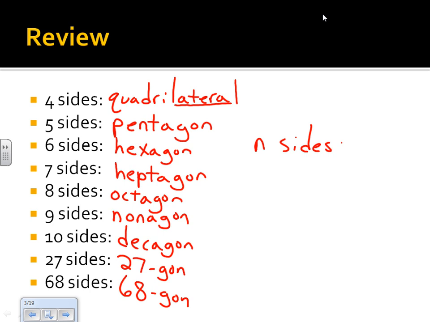So what if it had n sides? An n-gon. So n stands for the number of sides here. So it could be, n is a variable. So it could be 18, it could be 23, it could be whatever it wants to be, okay? So whenever it has n sides, you just call it whatever the number is, gon. Just like we did for 27 and 68. Does that make sense? All right.